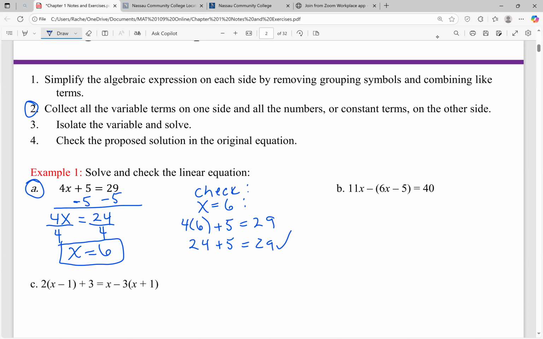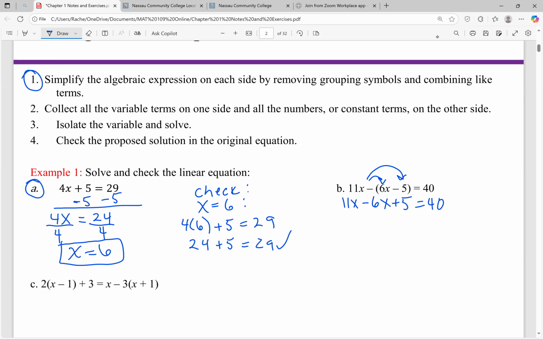Let's look at B. We want to solve 11x minus (6x minus 5) is equal to 40. So in this case, I do have to look at the first step here. We want to simplify the algebraic expression on the left by getting rid of grouping, right? We want to get rid of those parentheses, and in order to do that, I have to distribute that -1, right? That's in front of the grouping. So let's do that. So we're going to have 11x minus 6x, and then we have a -1 times a -5, which is going to be +5, and that's equal to 40.